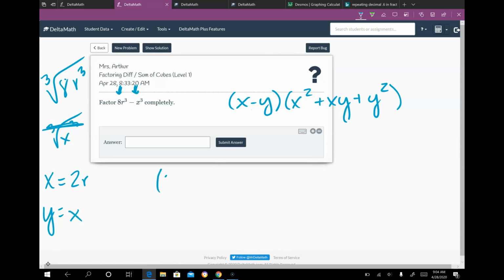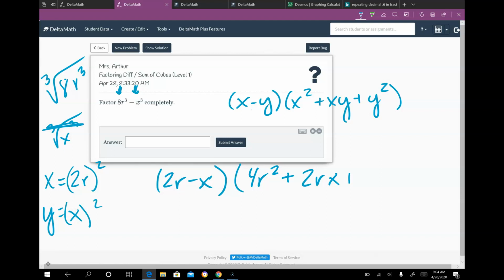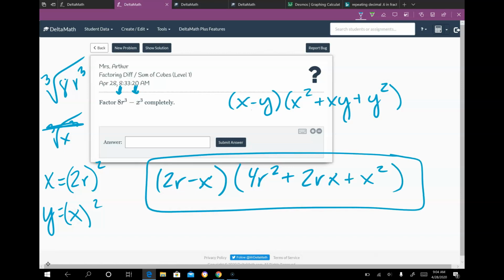Plug it in. 2r minus x, times x squared, I need to square this, which is going to be 4r squared plus 2r times x is 2rx, or it could be 2xr, whichever one. And then I got to square my y, which is going to be x squared. And that's your answer, okay? So not too much work on this one. It's really just very formula based.